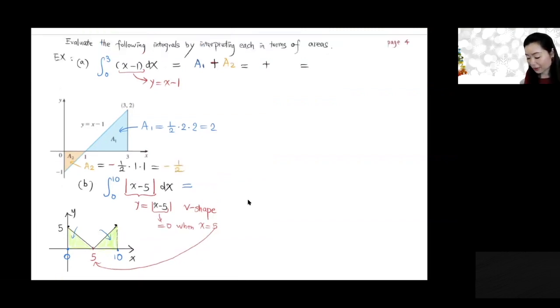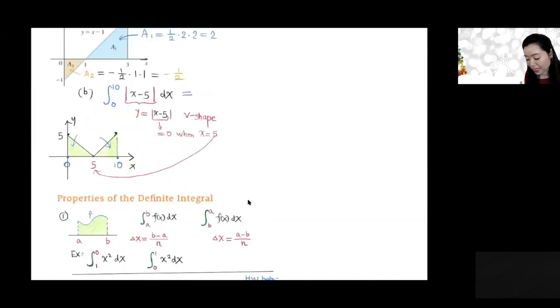So a1 plus a2 over here will be 2 plus negative 1/2. So that will be 1.5. So when you sum these two up, you get 1.5. So that's this integral. This integral equal to 1.5. Okay? Okay. Now the next one over here.